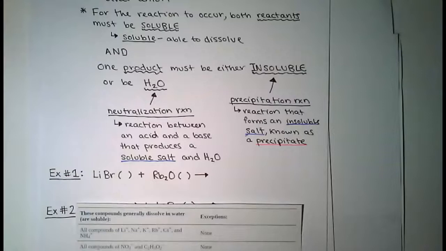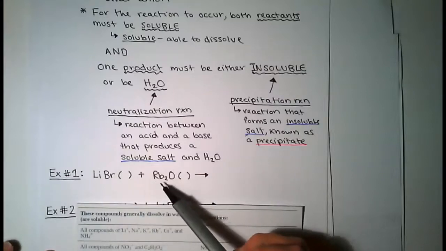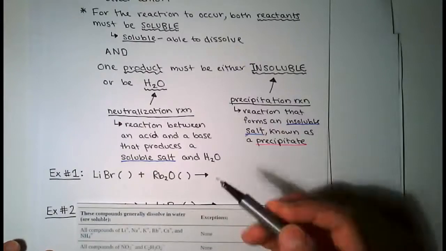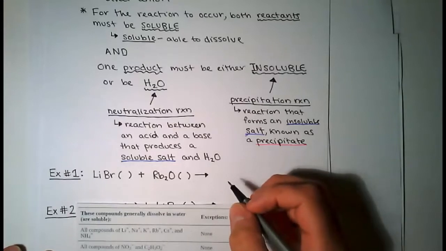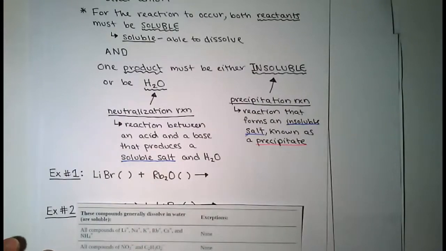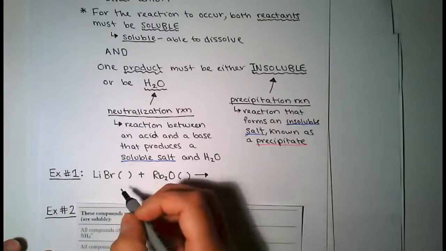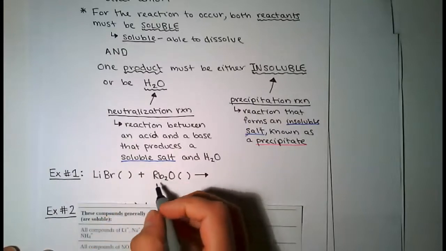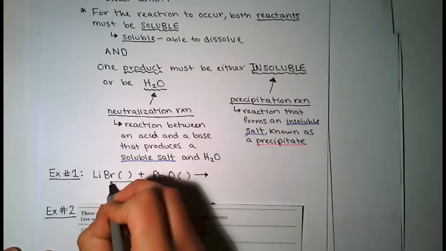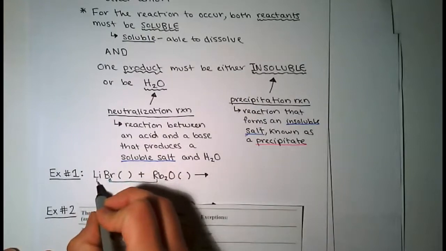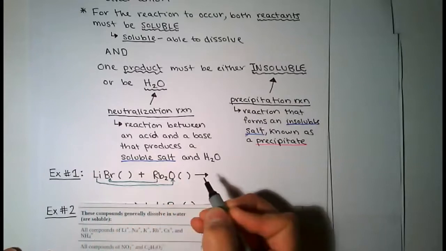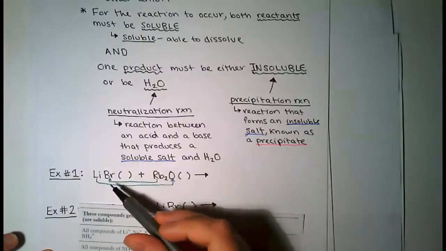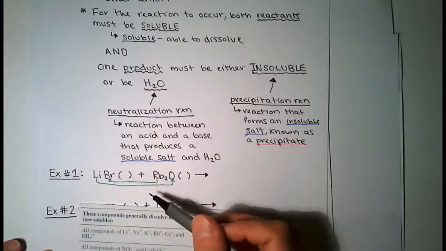So in example 1, we have lithium bromide reacting with rubidium oxide. We first need to decide what the products would be if the reaction were to occur. To do this, we will pair the cations with the opposite anion. What I like to do is draw arrows. So I know that when these two things swap, rubidium is going to be pairing with bromine, and lithium is going to be pairing with oxygen. So if this reaction were to occur, lithium and oxygen are going to be bonded together, and rubidium and bromine are going to be bonded together.